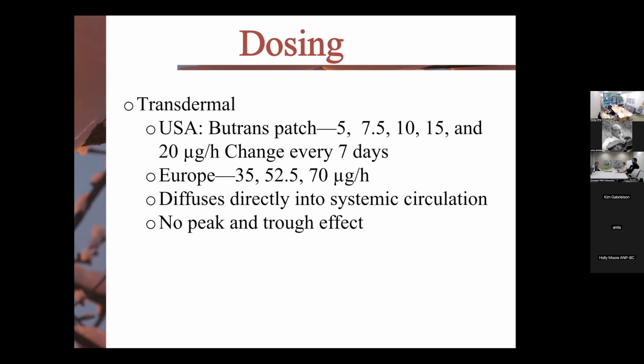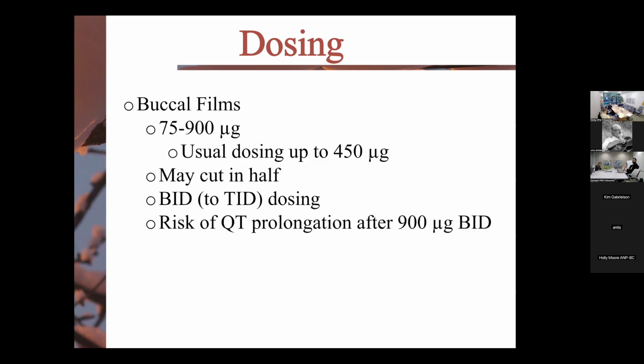Transdermal, again, we talked about the availability in the US and Europe. Diffuses directly into the systemic circulation. So unlike fentanyl, where we build that depot, that fatty deposit, this just goes straight into the bloodstream and you're good. So advantage, no peak or trough effect. Buccal films, again, 75 to 900 micrograms. Again, the beauty is you can cut them in half. Once you hit that 900 microgram point, you should start to be concerned a little more with that QT prolongation. But that's a very high dose. I don't think I have anybody on a dose that high.